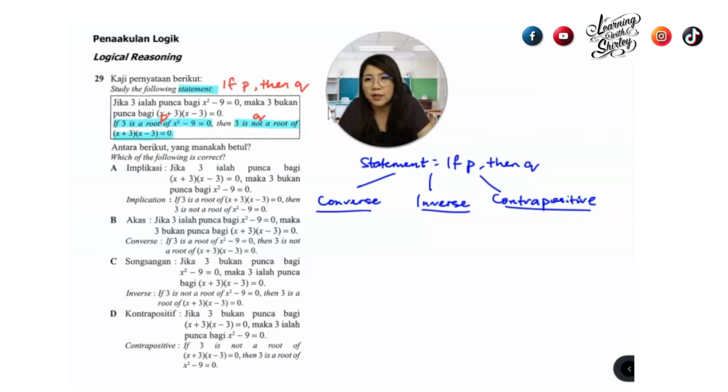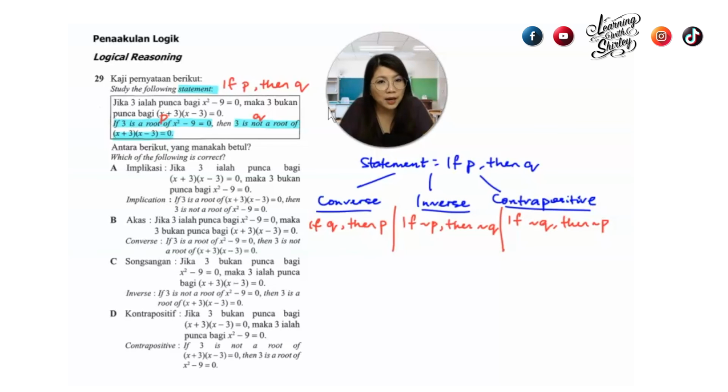So when it's converse, it means that if Q, then P. We just swap it around, so we mention Q first and then P. For inverse, if not P, then not Q. And then for contrapositive, it is if not Q, then not P. Okay? So let's look at the answers given.